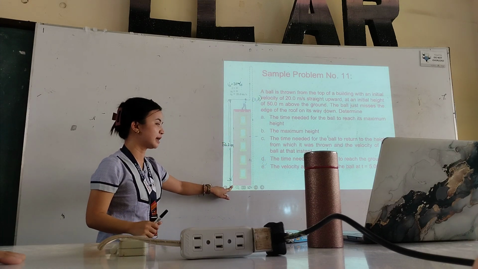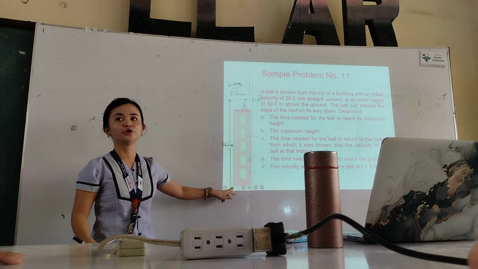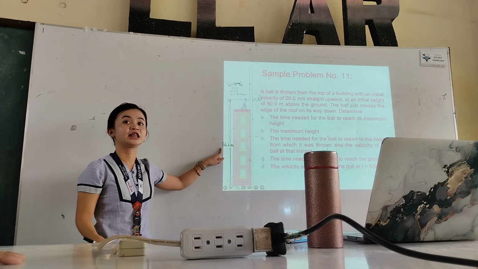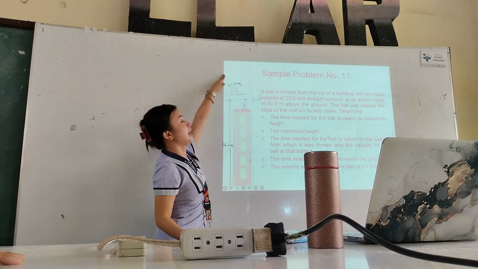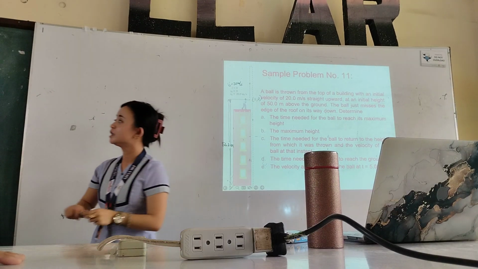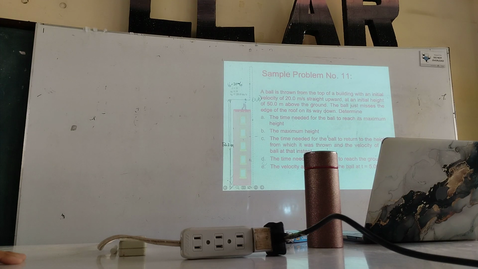The origin is not always the ground. So this one is 0, 0, and this one is negative 50. The height of the ball is positive, the value of the maximum height. So before you determine the time, you have to find first the maximum height.